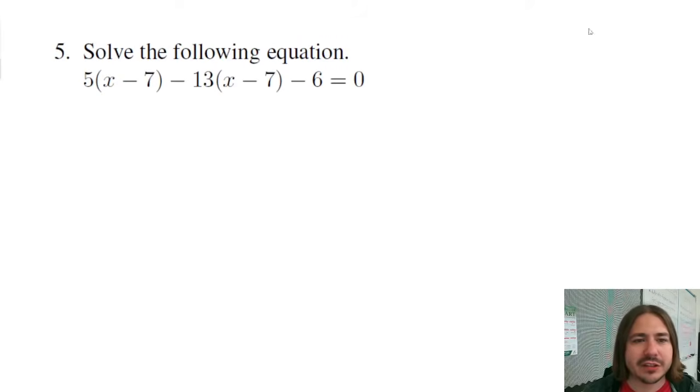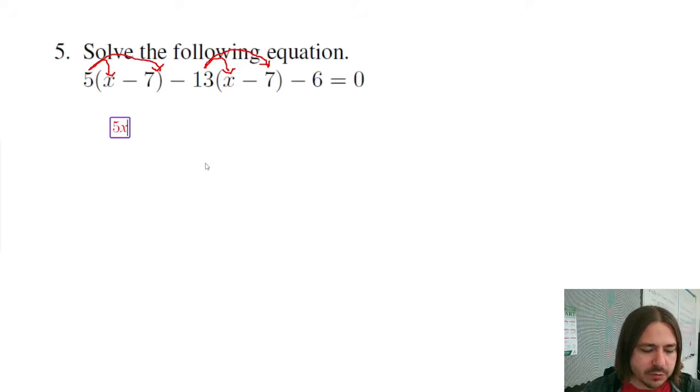Number 5 says solve the following equation. 5 times x minus 7 minus 13 times x minus 7 equals negative 6. So what I would do here is just start by distributing 5 and distributing the negative 13. Here's another way you could solve this, and that is you could factor out x minus 7, but I think that's really just going to complicate things.